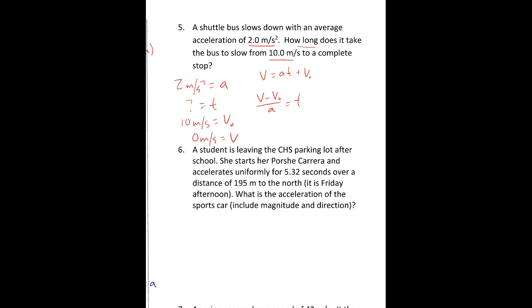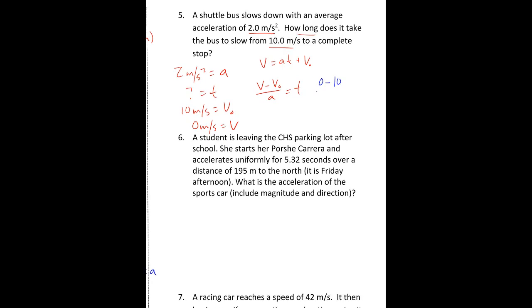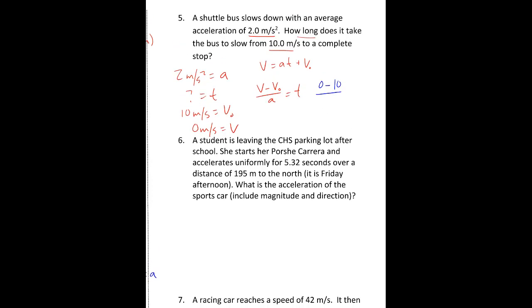Plugging in my numbers, I get 0 minus v naught, which is 10 meters per second, divided by my acceleration, which was 2. And that's going to equal time. Now some of you might readily see that a negative 10 divided by 2 is going to give me a negative 5, and you can say we cannot have a negative time, and you're absolutely right.